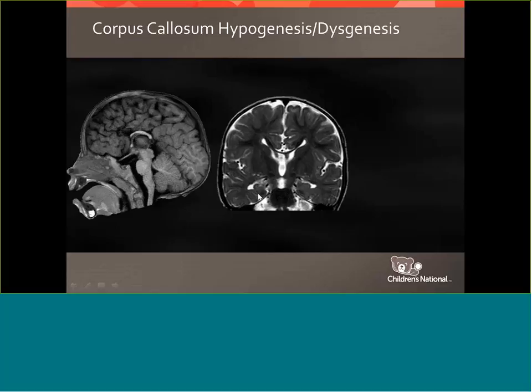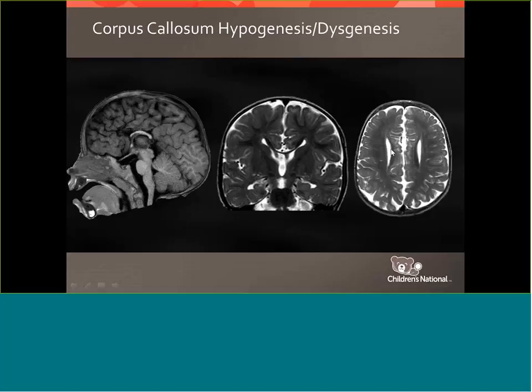suggesting that the septum pellucidum was probably also hypoplastic. In the coronal plane, we can see that the commissural tissue that's present here does extend all the way to the Probst bundles, so some of this has to be corpus callosum. It's also connecting the fornices, indicating that some might also be hippocampal commissure. Here in the axial plane, we can see the Probst bundles along the medial margins of the ventricles.